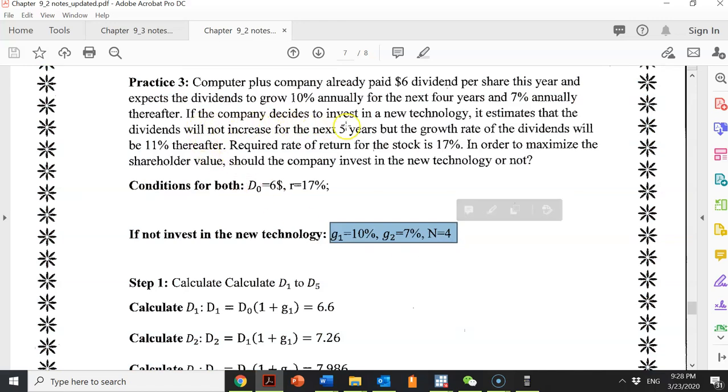If the company decides to invest in a new technology, it estimates that the dividends will not increase for the next 5 years, but the growth rate of the dividends will be 11% thereafter. Okay, so if we do not invest in the technology, G1 is 10%, G2 is 7%, and N is 4. If we invest in the new technology, G1 is going to be 0 for 5 years, and G2 is going to be 11%.